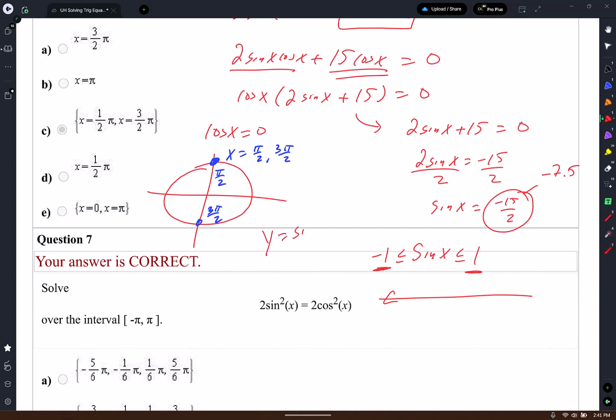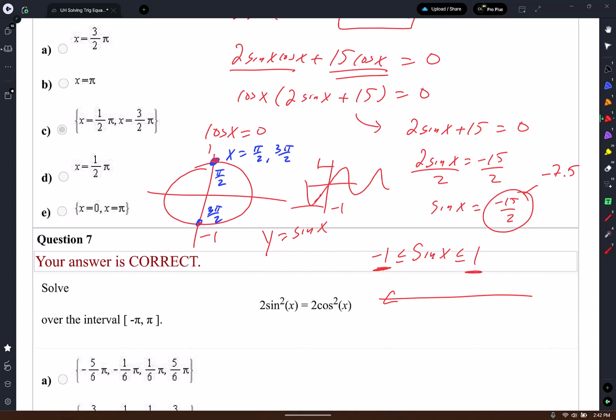Chav, I don't understand what you're saying. Remember when you graphed sine x? The biggest was 1, the smallest was negative 1. Also in the unit circle, the biggest is 1, the smallest is negative 1 for the y values. Cool or not cool? Okay.